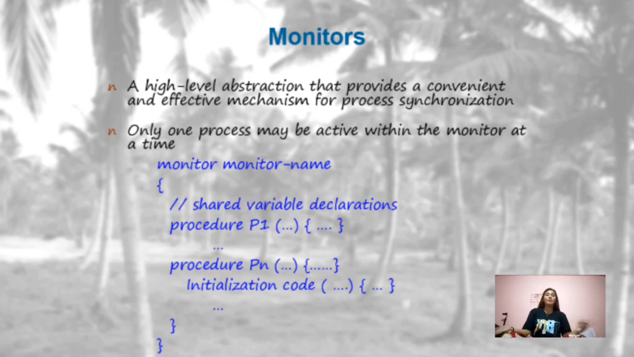So next is the monitors, which is a high-level abstraction that provides a convenient and effective mechanism for process synchronization, and only one process may be active within the monitor at a time. So here the monitor, like semaphores, is used for process synchronization, and it allows processes to access the shared data.